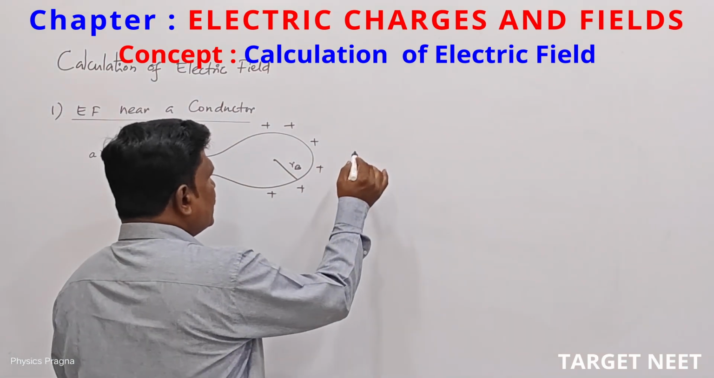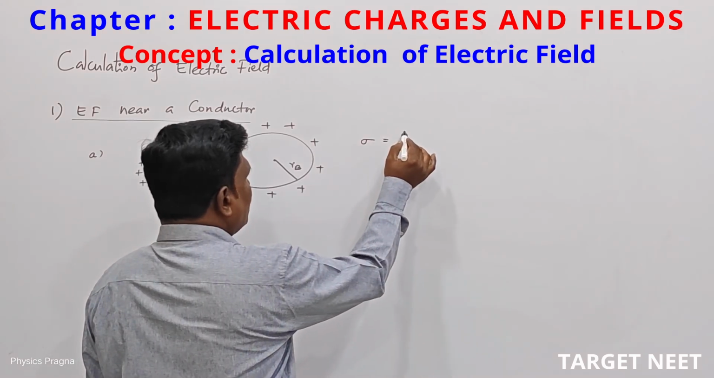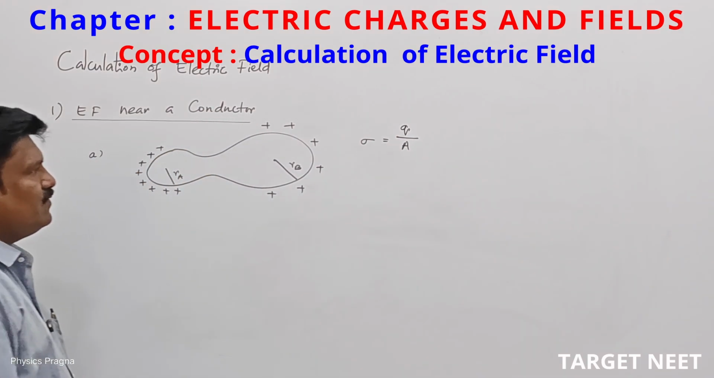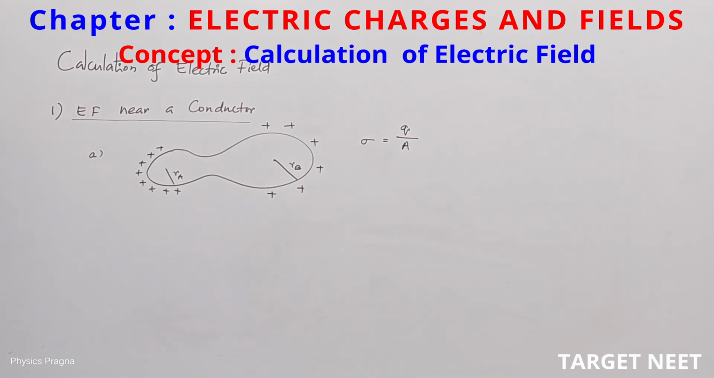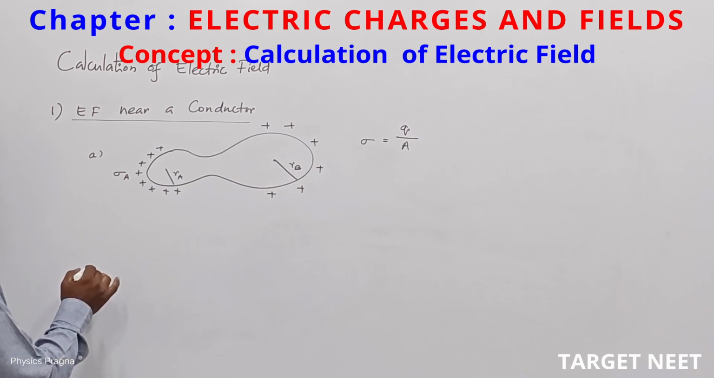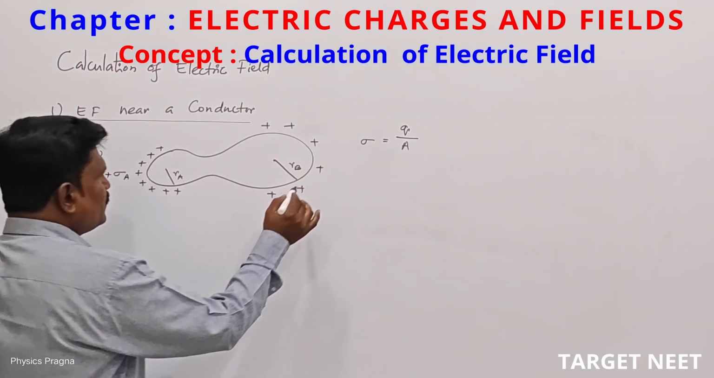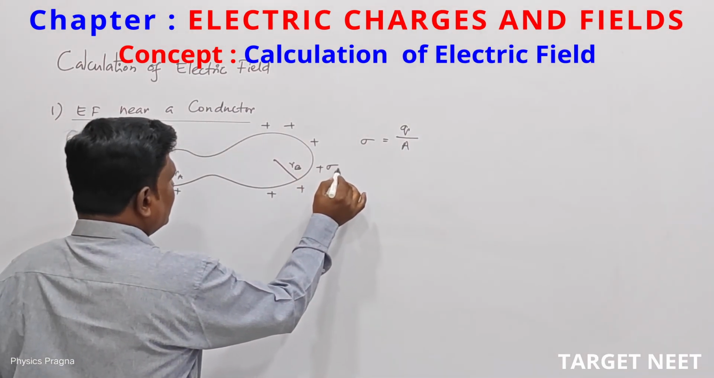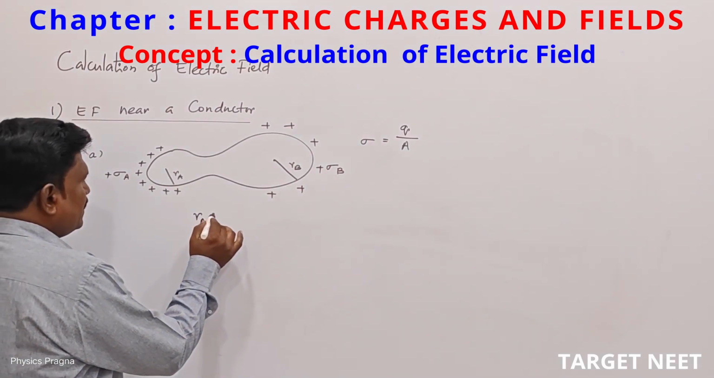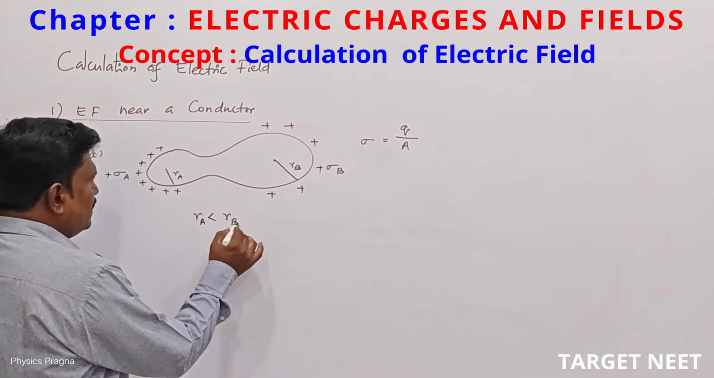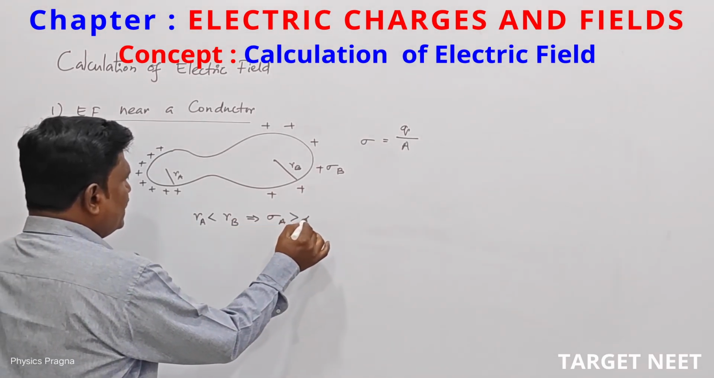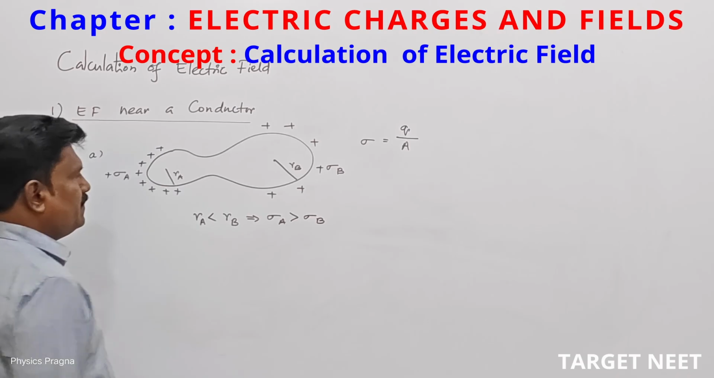What is the surface charge density? Surface charge density formula: charge per area. That is the formula for surface charge density. So here surface charge density is sigma A, and here this is sigma B. What we know is RA is less than RB. That implies sigma A is greater than sigma B.